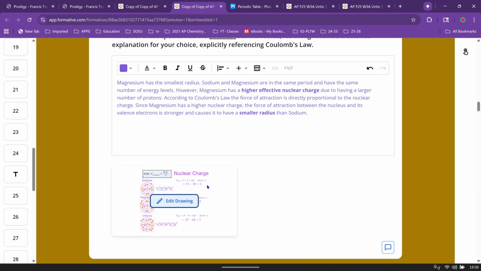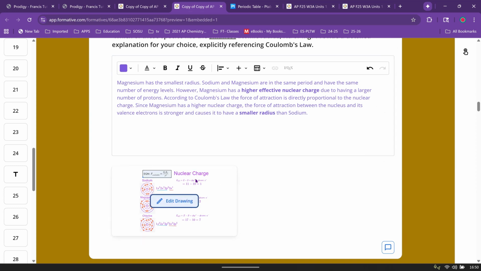How does that affect the radius? Since magnesium has a higher nuclear charge, the force of attraction between the nucleus and its valence electrons is stronger. And if that force of attraction is stronger, it's going to pull those valence electrons, or all of those electrons, in closer to the nucleus, making it have a smaller radius than sodium. And so we went through our entire picture. Our picture matches the statement.